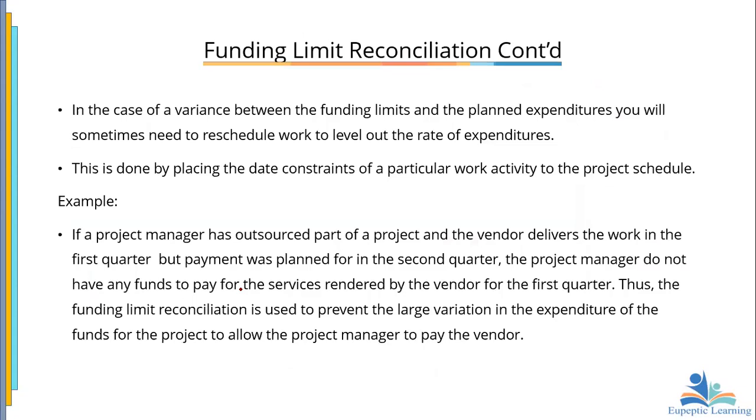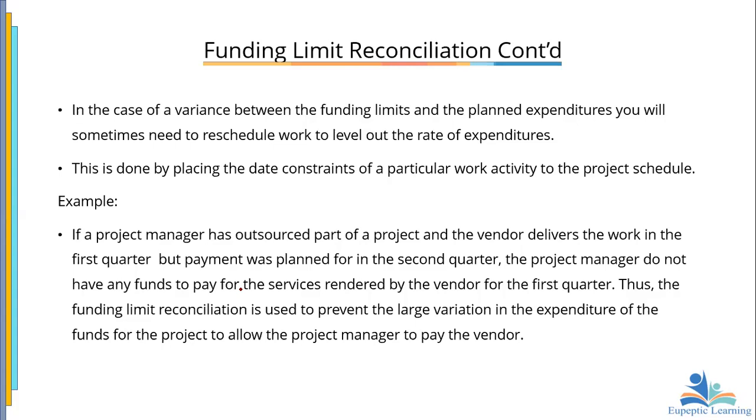Okay. Now, should there be any variances, what should we do? If there's any variance between the funding limit and the planned expenditure, you will sometimes need to reschedule the work to level out the rate of expenditures. We usually do this by placing the date constraint of particular work activity to the project schedule. Okay, so once we are doing funding limit reconciliation, we're also looking at the planned expenditure versus the funding limit.